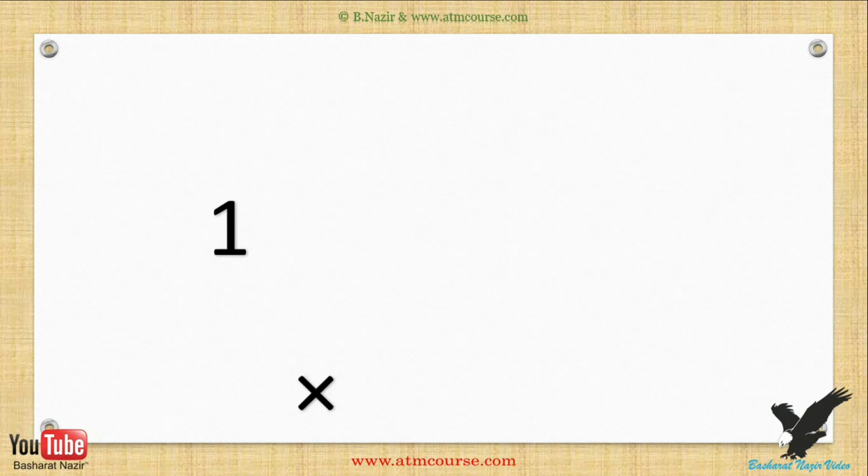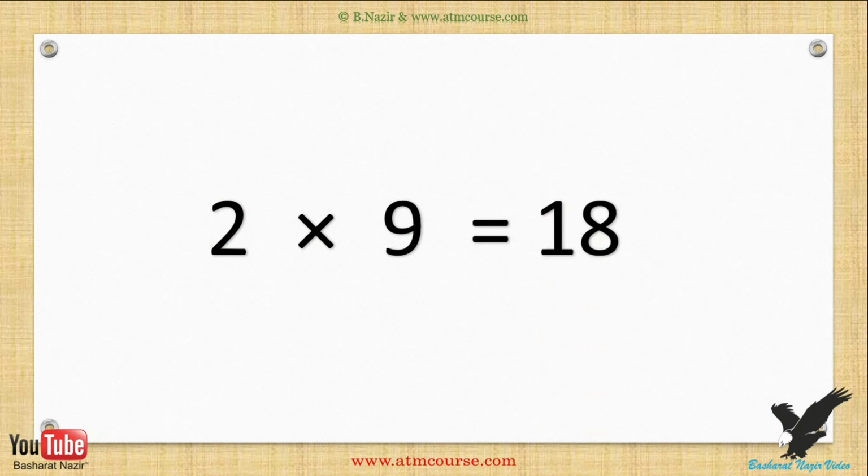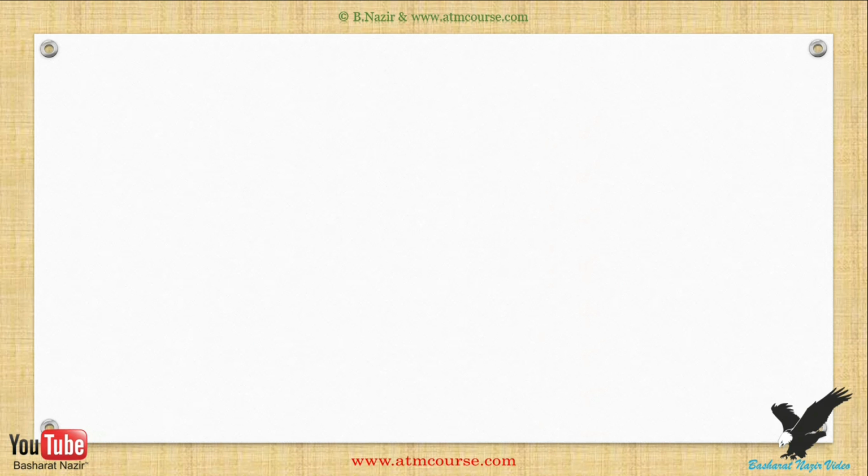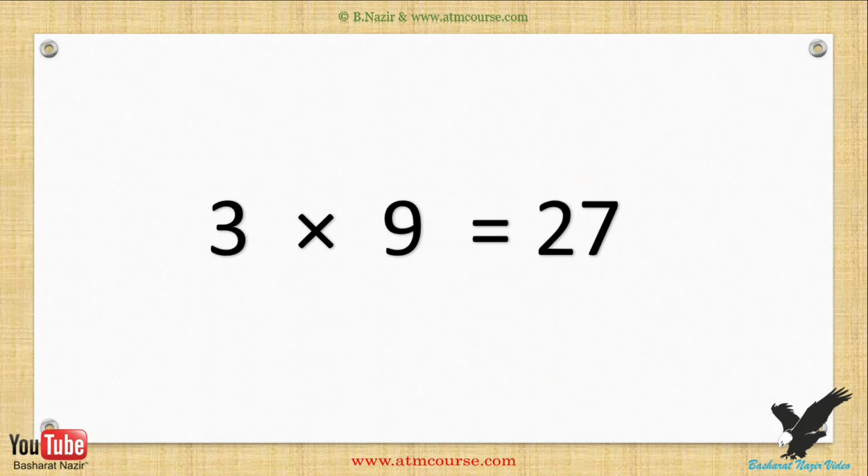One times nine equals nine. Two times nine equals 18. Three times nine equals 27.